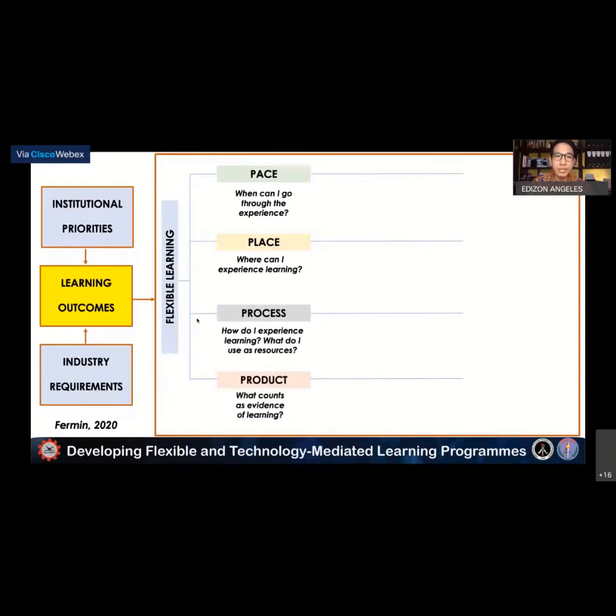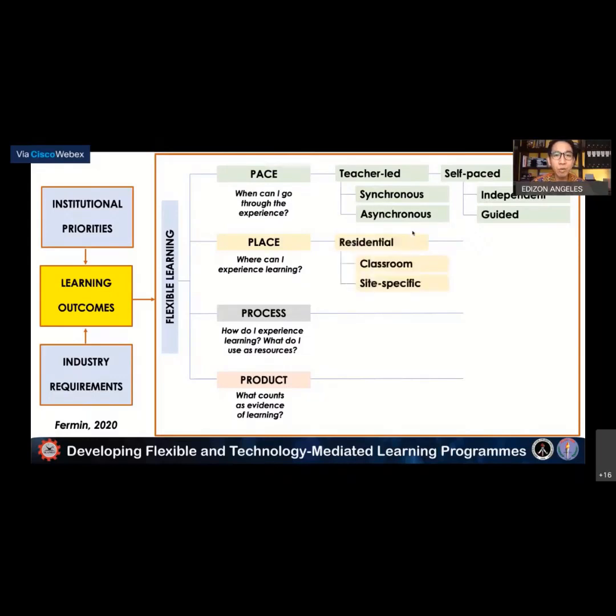Take note that these four considerations will need to be understood carefully by institutions in their attempt to look for viable solutions. If we look at pace, you could either look at the teacher leading both synchronous or asynchronous experiences, or we put more emphasis on the learners taking charge, where you have two dimensions of self-paced learning. One is fully independent, and the other one is guided in some form.